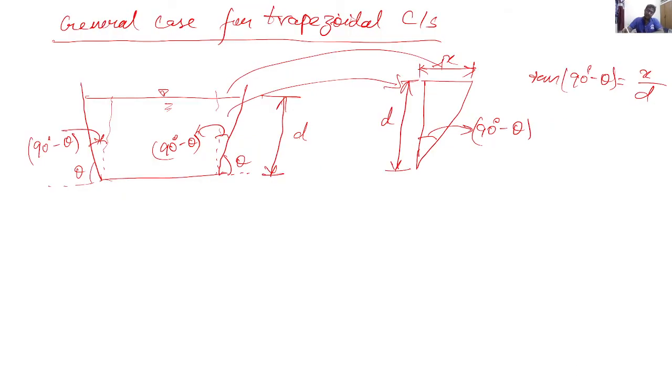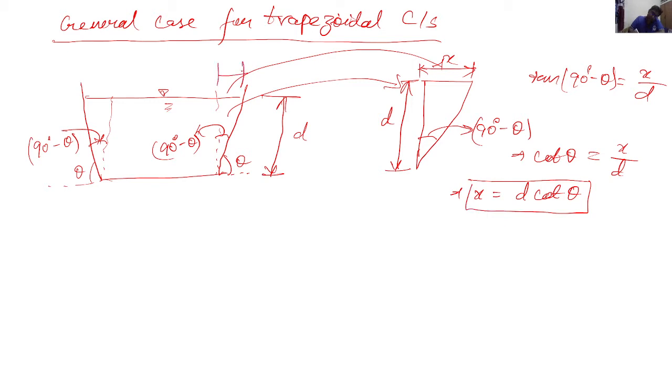So tan(90° − θ) is x by d. And tan(90° − θ) is nothing but cot θ. We know it very well, and it is x by d. So x comes out to be d cot θ. So this part is d cot θ, and this part is again d cot θ.